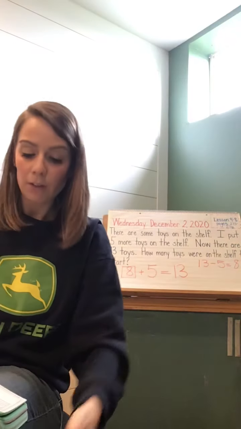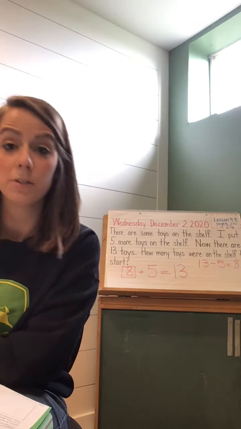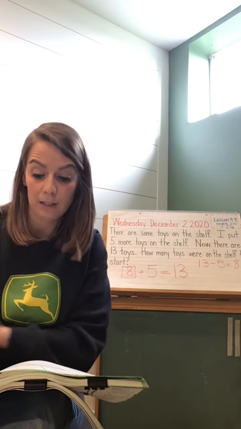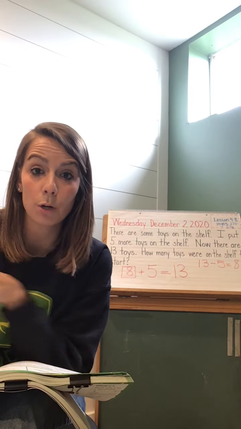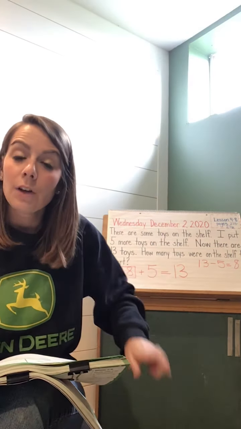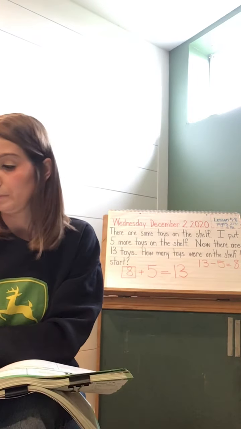So for today, go ahead and do pages, where do we start? 273 to 276. There's spaces on each problem for you to draw a quick picture. If you need to draw number sentences like I did, or if you are just working on your number line, you can show that too.